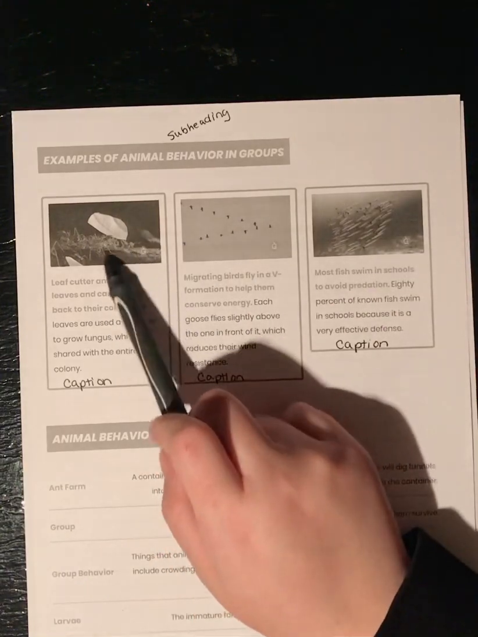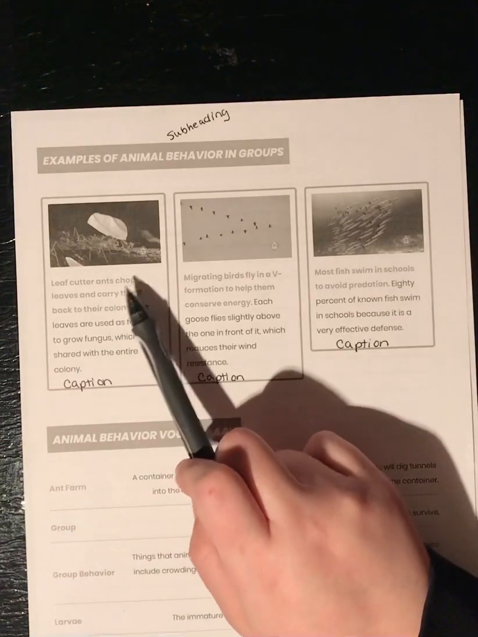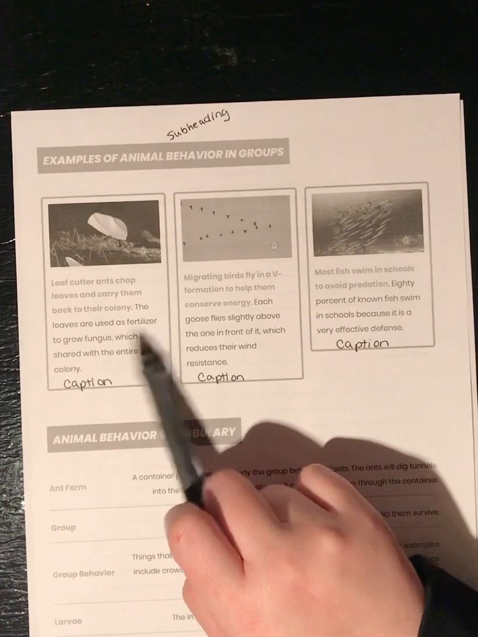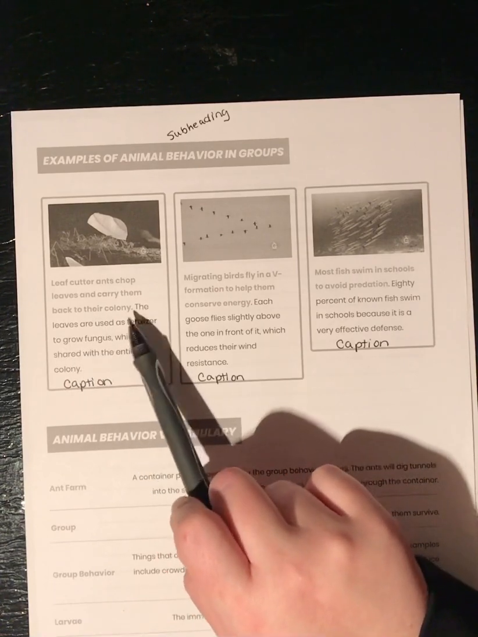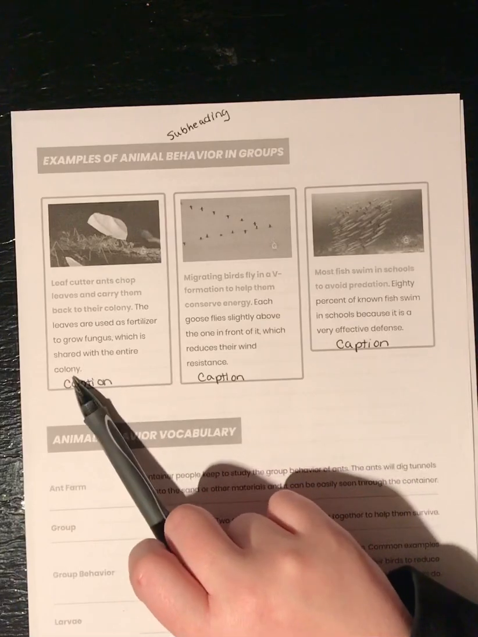So here you have a picture of some ants carrying a leaf. So this says leaf cutter ants chop leaves and carry them back to their colony. The leaves are used as fertilizer to grow fungus. So fertilizer is things that help plants grow better, which is shared with the entire colony.